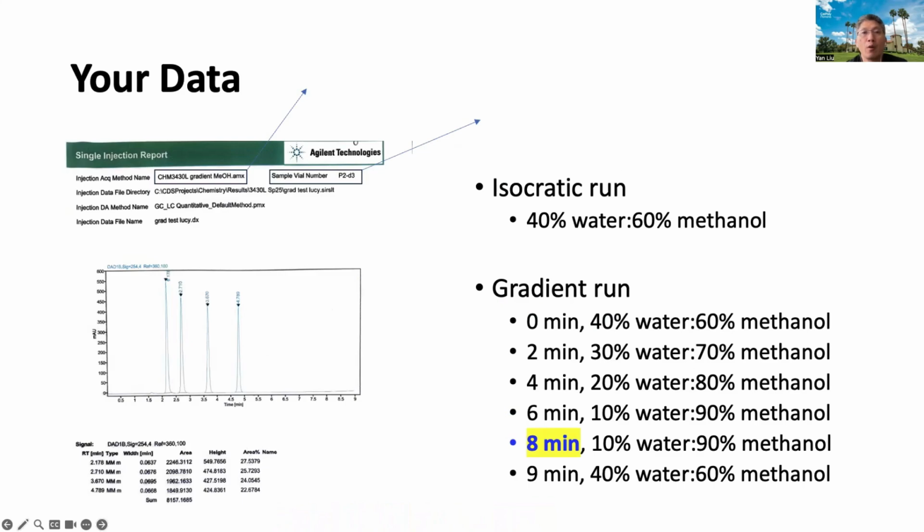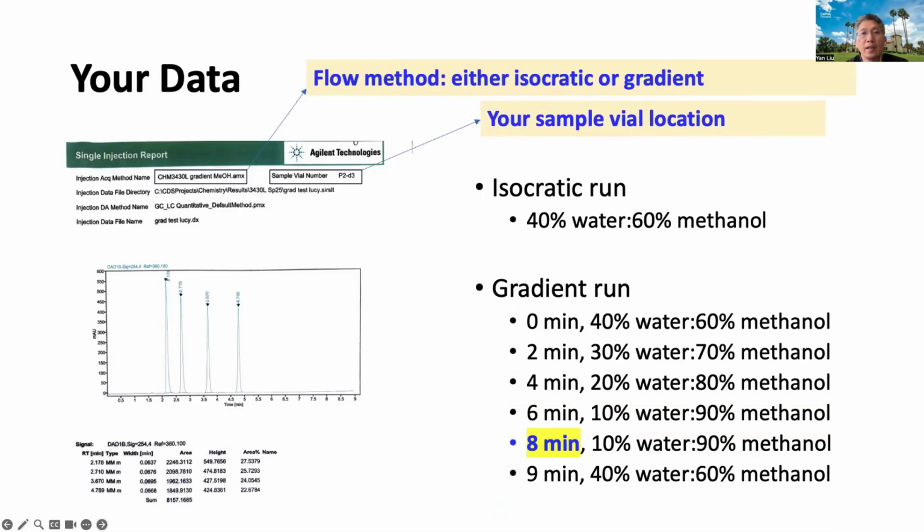Now we will look at our experimental data. You should have 2 pages of data similar to the picture on this slide. On the top, injection acquisition method name reveals if this is going to be a gradient or isocratic run. Also, most of you have named your data with either isocratic or gradient. The other boxed area shows where you place your sample vial.